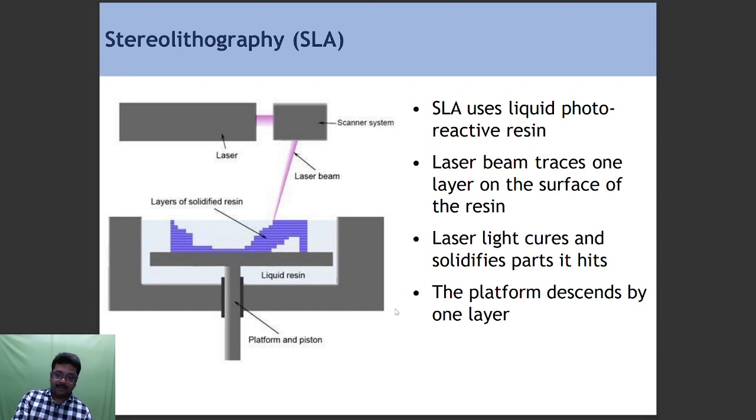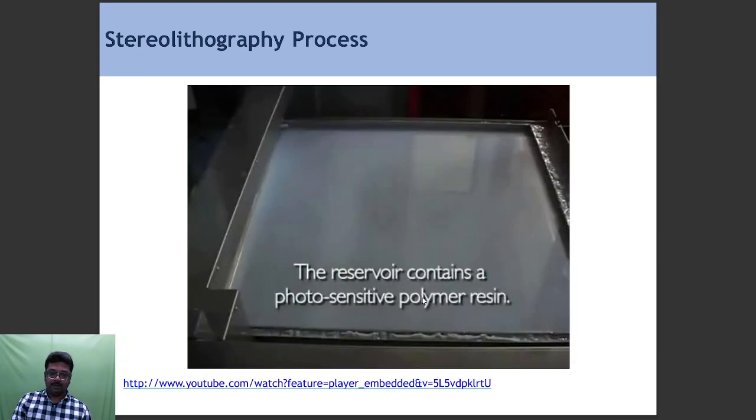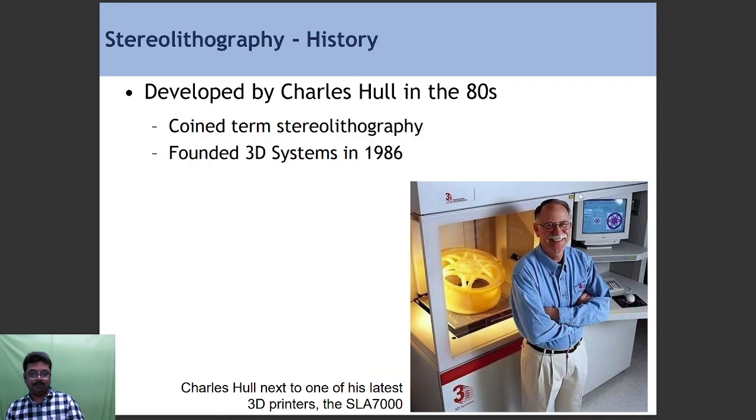There is a laser light which helps to cure the parts. This is the lattice structure, where we need to create a huge structure. People prefer stereolithography. This is a reservoir which contains resin. We need to keep the substrate, that is the raw material, in the resin. Then we pass the laser light into the reservoir, and it will create the parts. This was developed in the late 80s by Charles Hull.